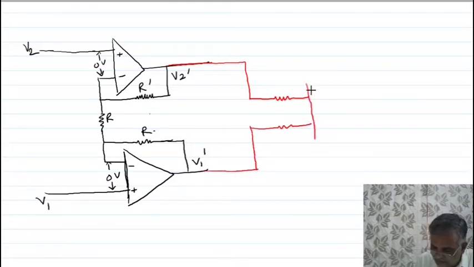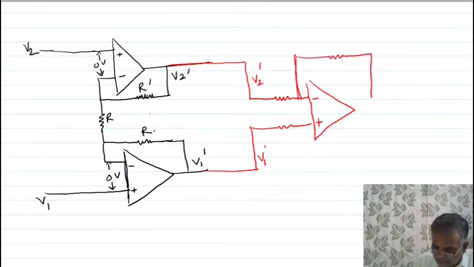This is your basic differential amplifier circuit. This is the minus, this is the plus, and this is your output VO. Here I am showing you the resistances R1, R2, R1, and this is R2.